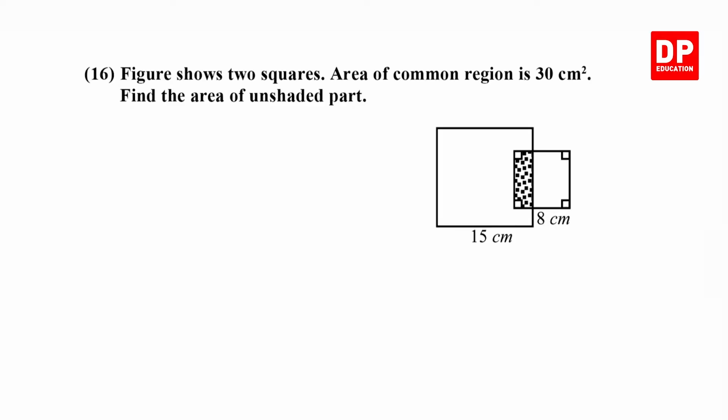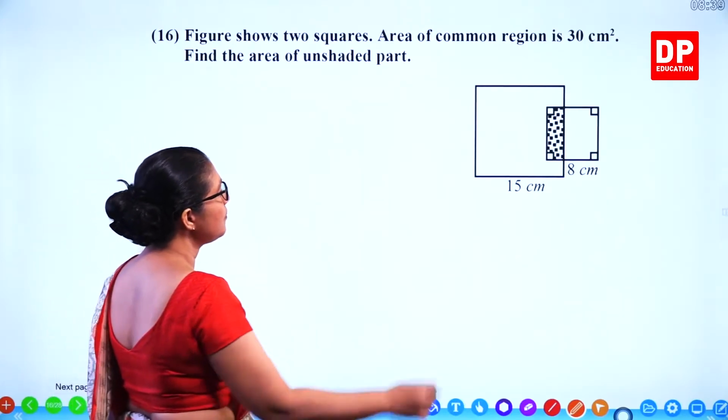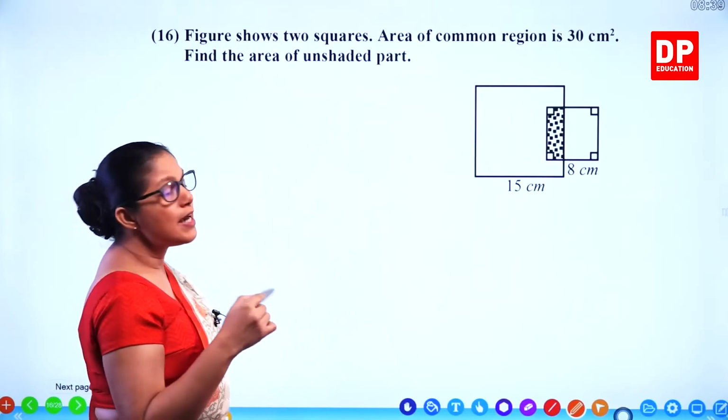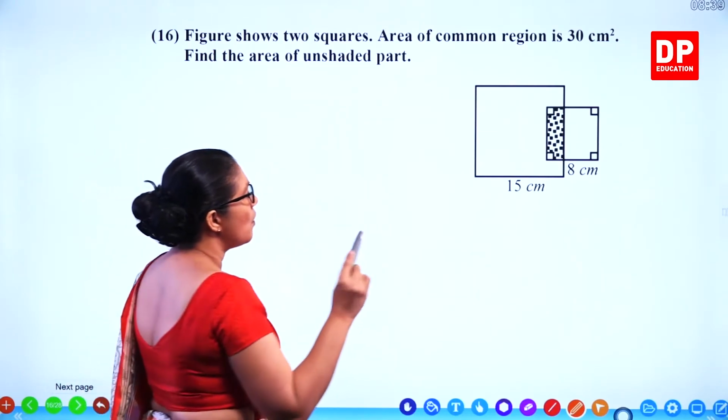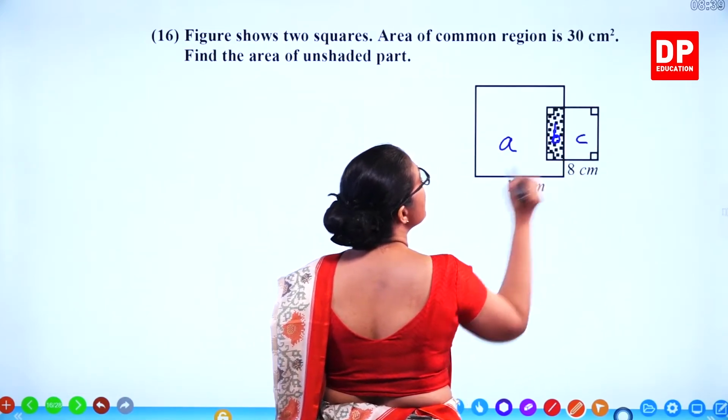Question number 16. The figure shows 2 squares. The area of the common region, the shaded part, is given as 30. Find the area of the unshaded part. Now, we'll put letters A, B, C.